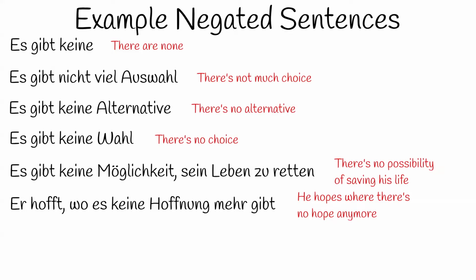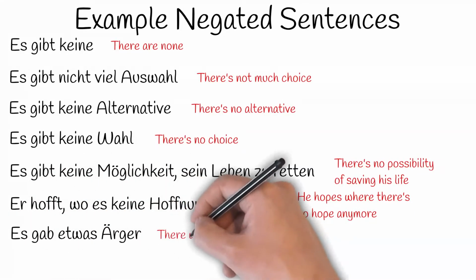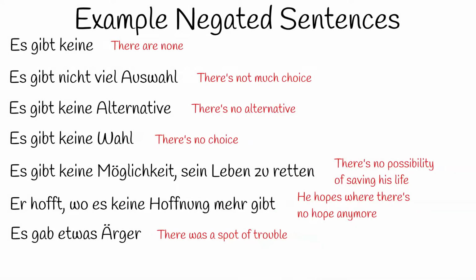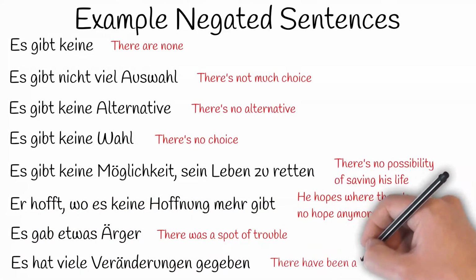The final two examples are past tense examples. The first one uses the simple past, which is not the most common past tense in German, but is really common with this phrase because it's so short and sweet and easy to say. Es gab etwas Ärger. There was a spot of trouble. The second past tense example uses the perfect past tense, which is the most common past tense in German. Es hat viele Veränderungen gegeben. There have been a lot of changes.